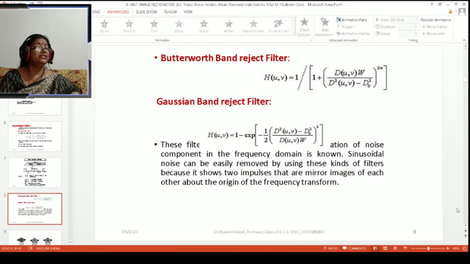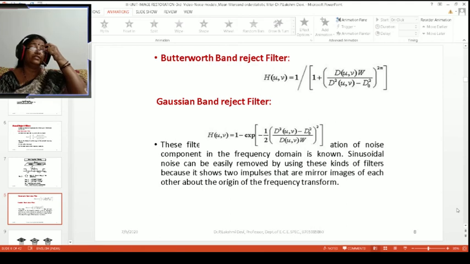Let us see here the transfer function of the band reject filter. H(u,v) is equal to 1 by 1 plus [D(u,v) into W by D square(u,v) minus D0 square] to the power of 2n. This is the transfer function. And similarly for the Gaussian band reject filter, H(u,v) is equal to 1 minus exponential of minus 1 by 2 into [D square(u,v) minus D0 square by D(u,v) into W] whole square. So in this, we see how the filter actually functions, how it removes the noise components in the frequency domain representation, and how it removes sinusoidal noise with these band reject filters.